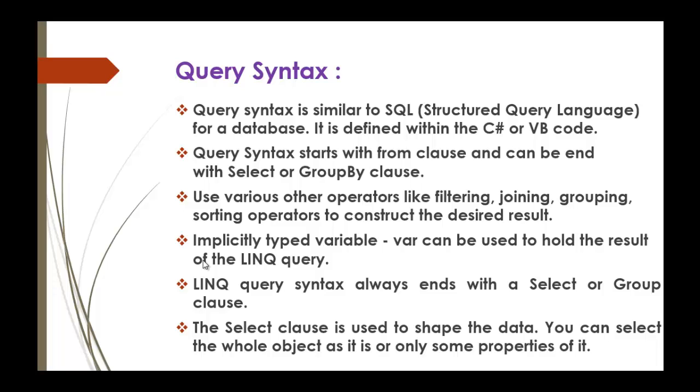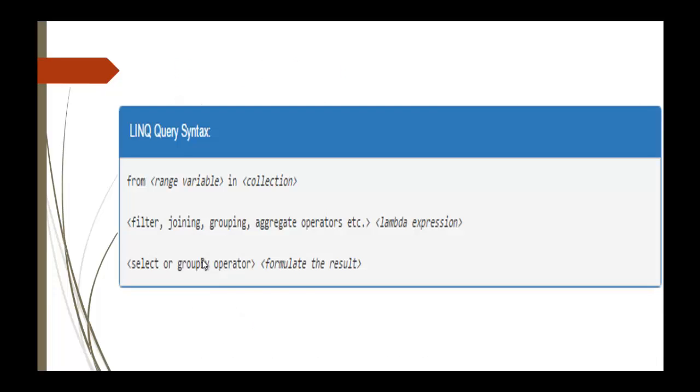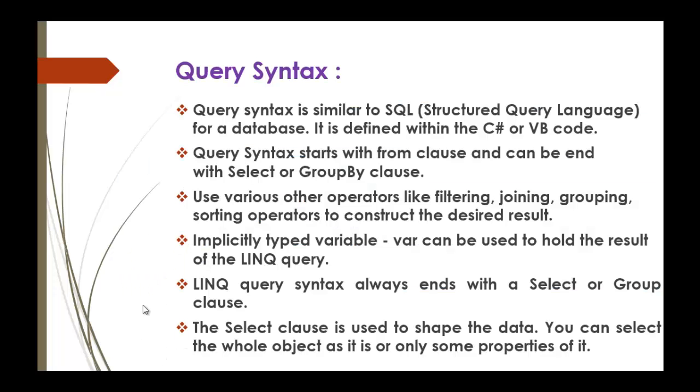An implicitly typed variable var can be used to hold the result of the LINQ query. It means that, as in the example, if I have a set of students, I am going to write a LINQ query that provides me the list of students whose age is less than 10. Once I get the desired result, my next objective is where to store it. I have to store it in a variable. And what can the type of that variable be? It can be var. That's the meaning of this sentence: an implicitly typed variable can be used to hold the result of the LINQ query.